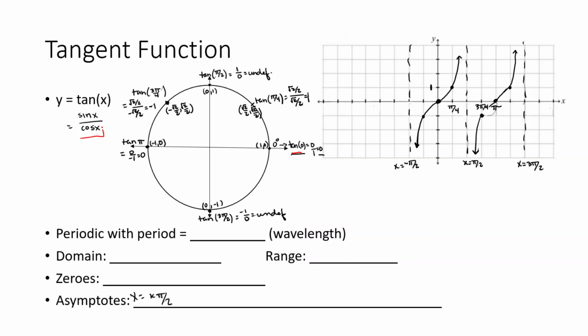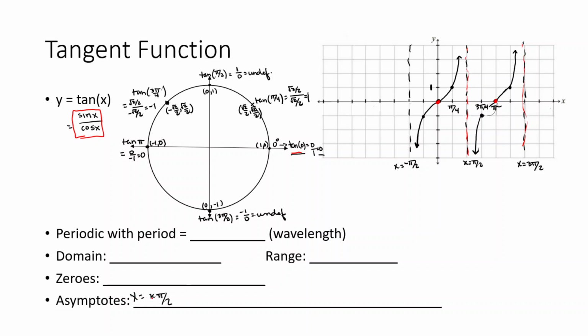Tangent is sine over cosine. And so at 0 degrees, that means tangent is 0 over 1, which is 0. So it starts here at the origin. Tangent of pi is then 0 over negative 1, which is 0. So it hits the axis again. And then at pi halves and 3 pi halves, we end up with 1 over 0. So that's undefined. And so we get these vertical asymptotes at all of the pi halves.